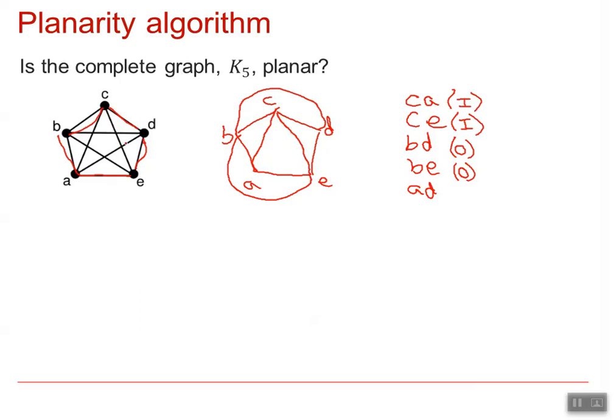And then we're going to look at all the edges that cross C to E. So in this case, B to D we've already considered. And then we've got AD, and we label AD as an outside edge, and we draw AD on. And as we can see, AD now crosses BE. So is the complete graph K5 planar? No.